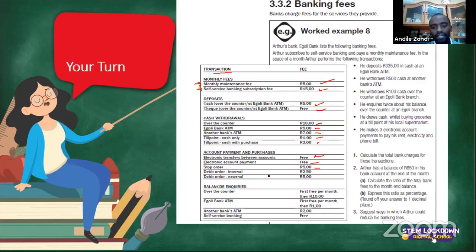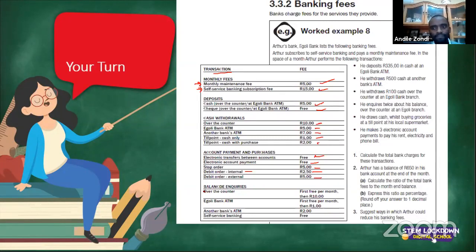And a debit order internal, that means inside the bank, right? This is 250. External, that means the amount of money is paid to an external source, external individual, company, and so on. 5 rands per debit order.